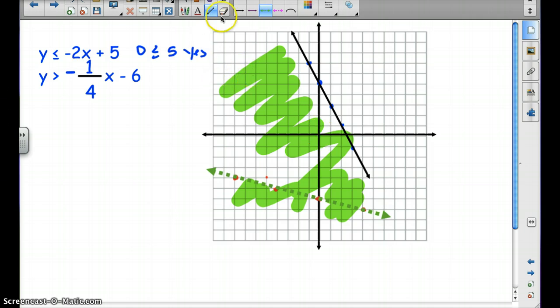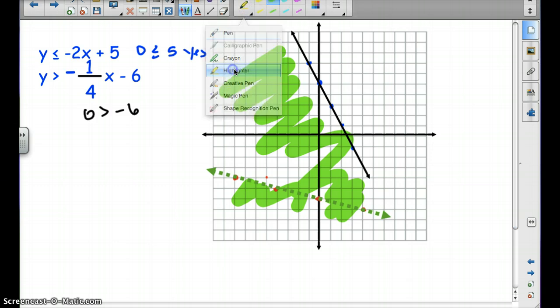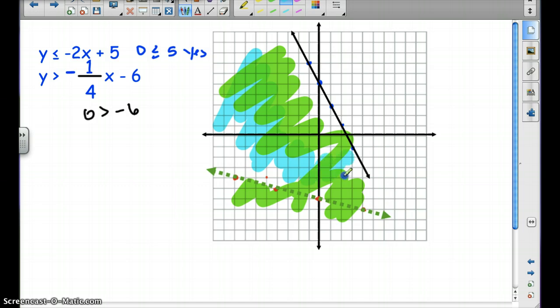And if I pick 0, 0, because that's the easiest point to pick, is 0 greater than -6? Because when I plug in 0 here, it cancels out. So it is a true solution. It is a solution, and it is true, so I'm going to shade there. So notice my shades overlap right in between here. So that's how you do it.